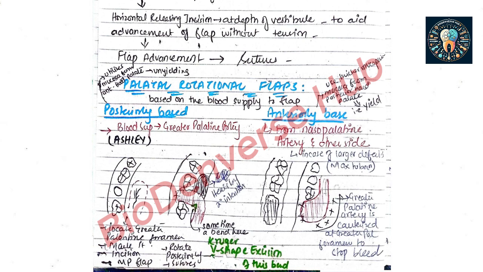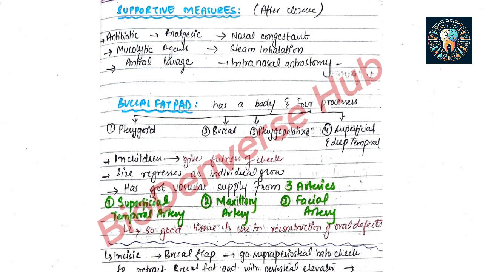Now we will also be studying some supportive measures that are being taken after the closure of the defect. You need to prescribe the antibiotics, the analgesics, the nasal decongestants, the mucolytic agents, the steam inhalation, the antral lavage, and intranasal antrostomy as indicated. So these were some supportive measures along with the definitive treatment.